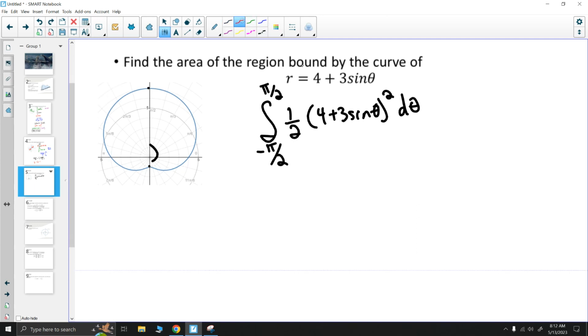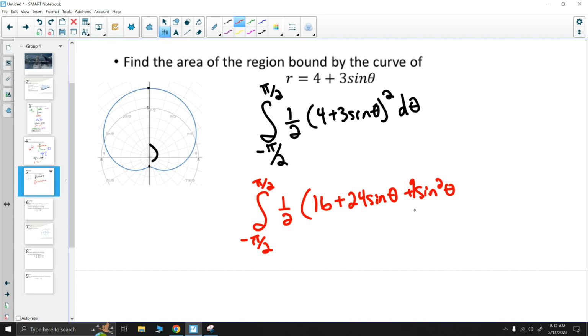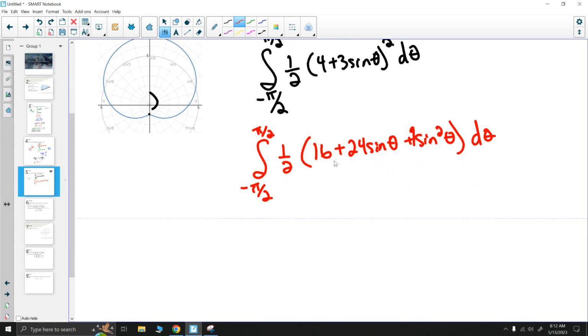All right, so let's clean this up a little bit. We have the integral from negative pi halves of 1/2 times 16 plus 24 sine theta plus sine squared theta times 9 d theta. All right, so we have this thing here. I'm going to go ahead and pull this 1/2 out, because even though this 1/2 works here, it doesn't actually work here, so it's not going to make my life any better. So I'm going to pull it out.